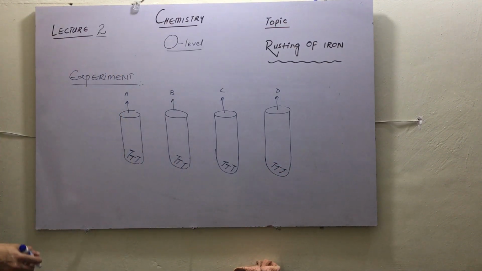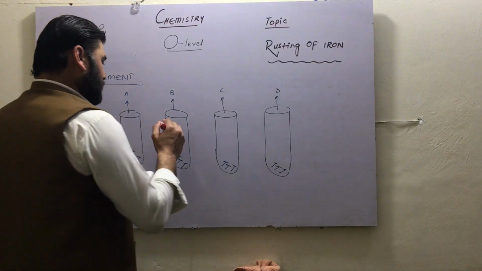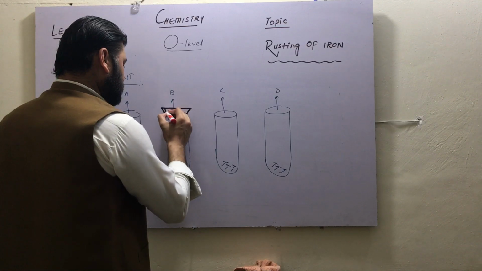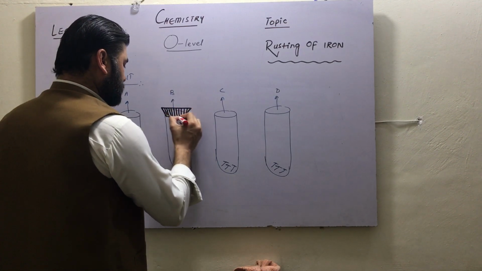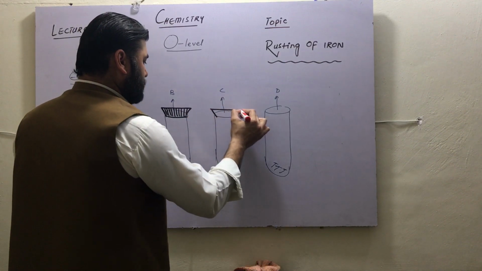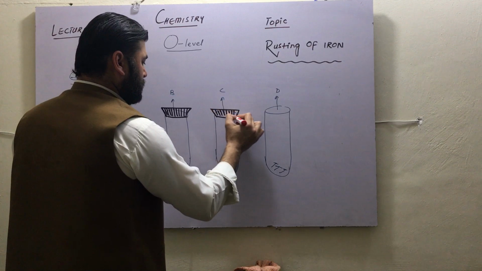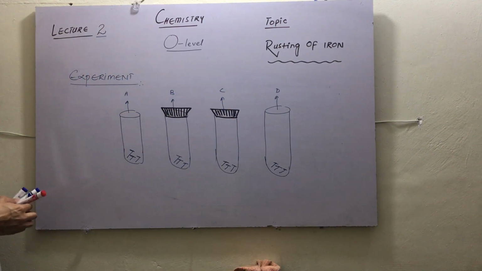I have just put iron nails in all of them. And there is one thing more important. Test tube 3, B, let me close it. With the help of cork, it is tightly sealed. These 2 are open. Okay, this is A.